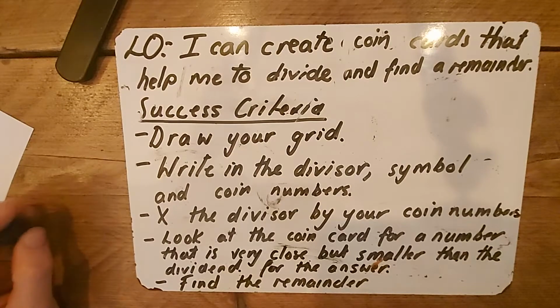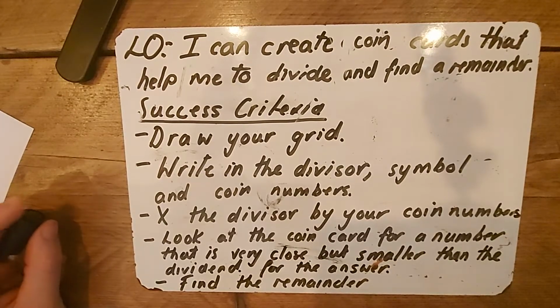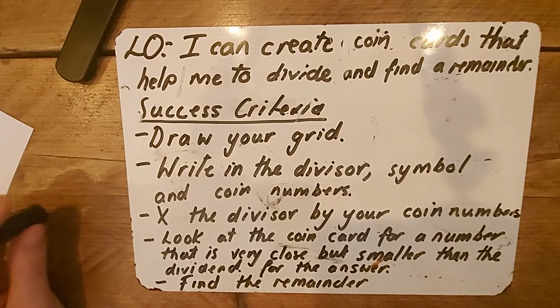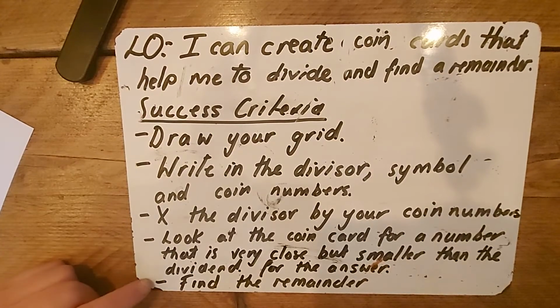This time, like yesterday, we were looking for a number that was exactly the same as the dividend. We have to be aware this time, guys, that it will be very slightly smaller but very close, okay? And that's the one we will circle, and then that will give us the answer, and then it's that final step to find the remainder, which I'll talk about in a minute, okay?